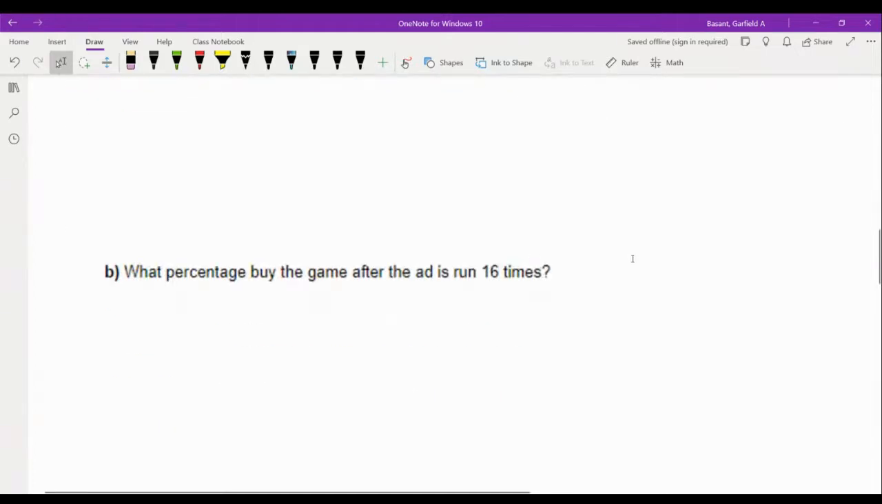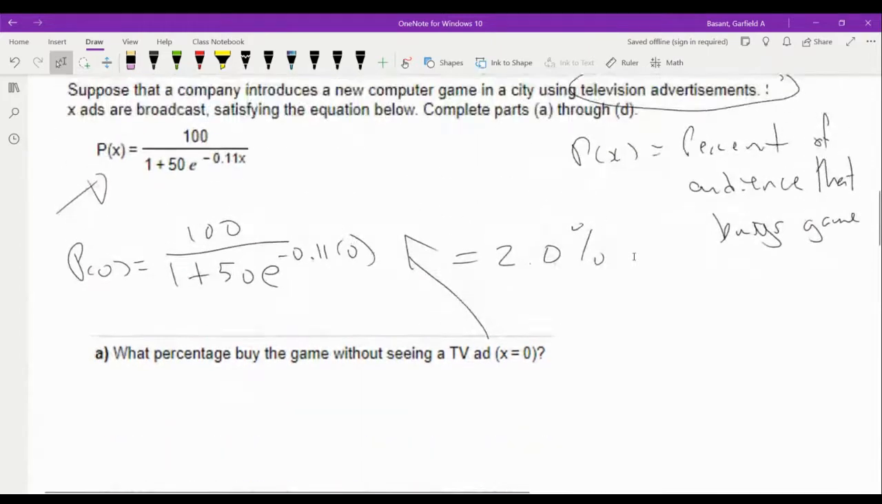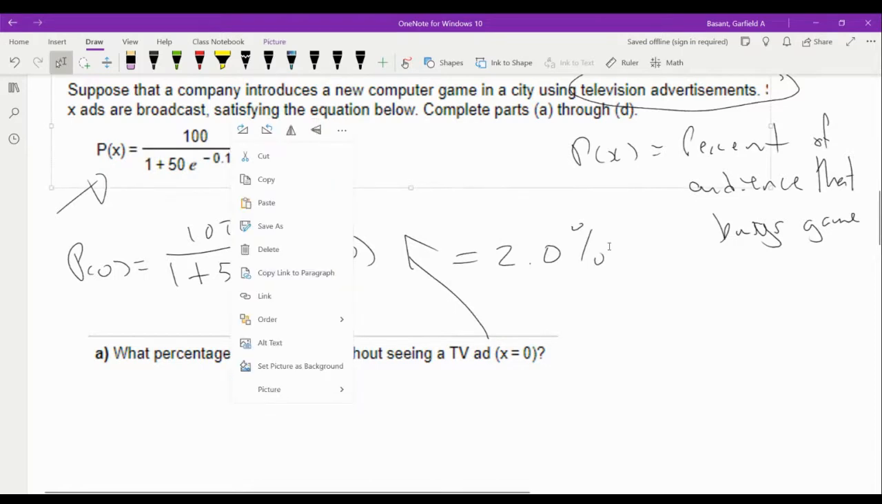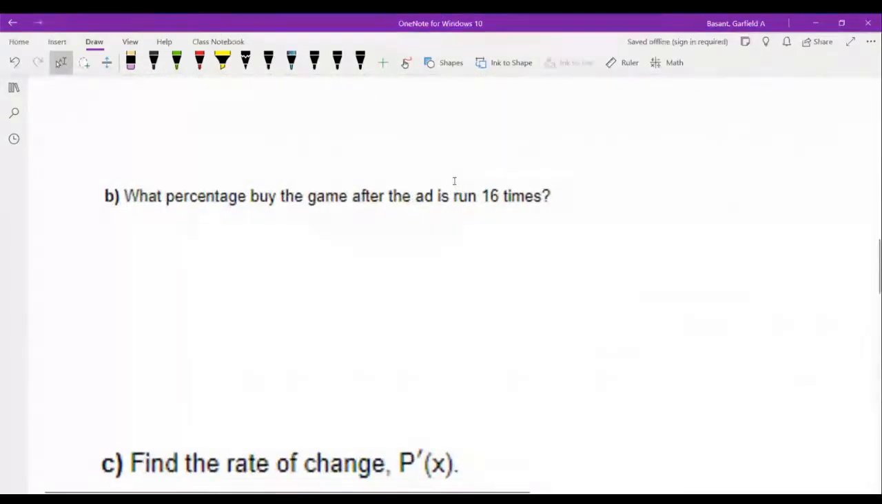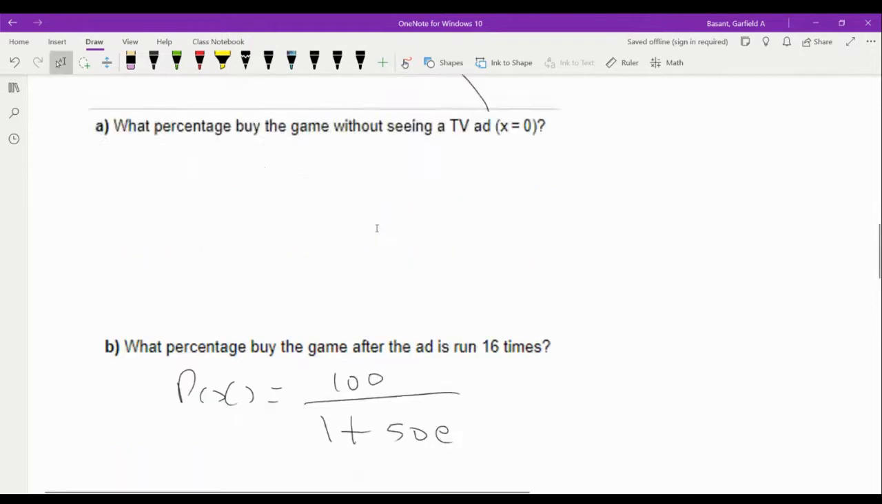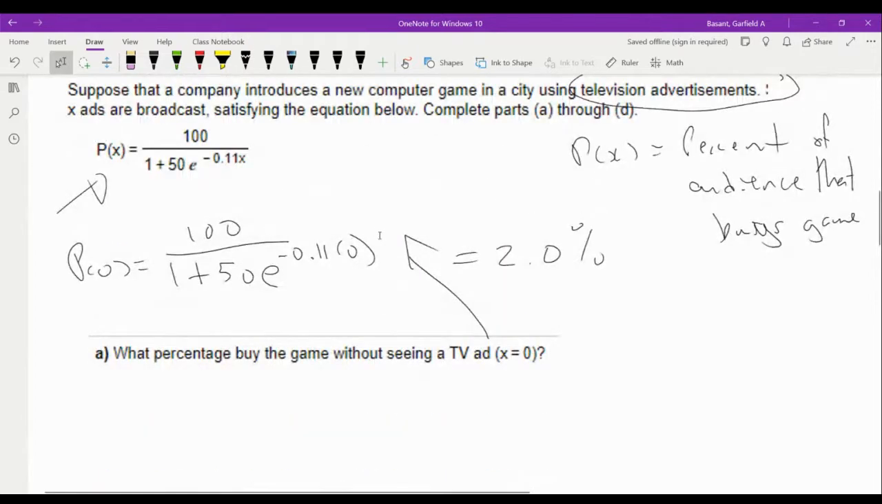All right, let's do part B. What percentage buy the game after the ad is run 16 times? It's not allowing me to copy this, so we just have to write it. P of x is equal to 100 over 1 plus 50 e to the negative 0.11.